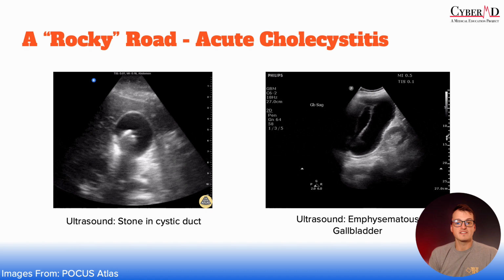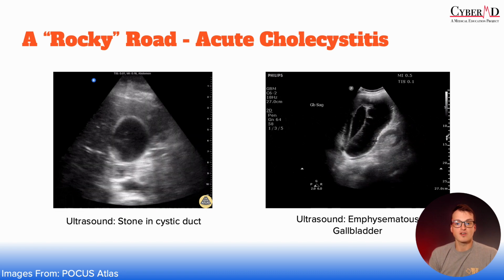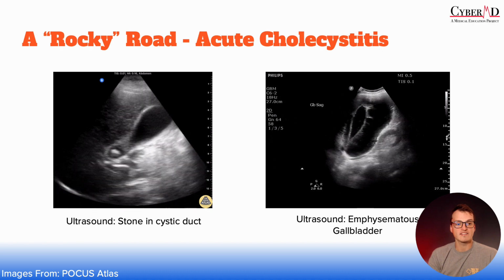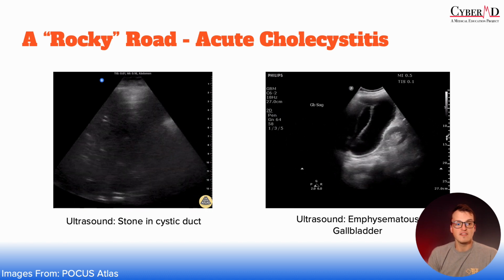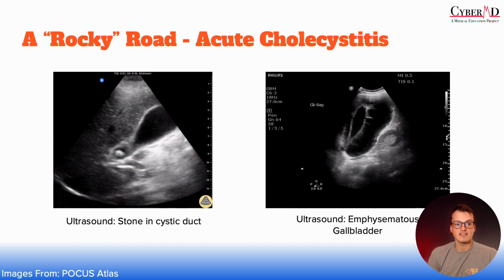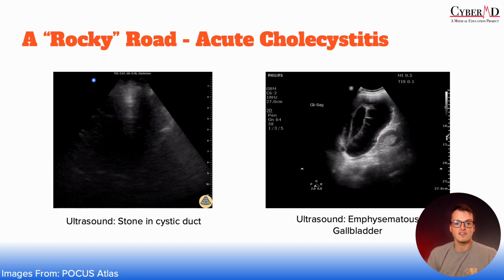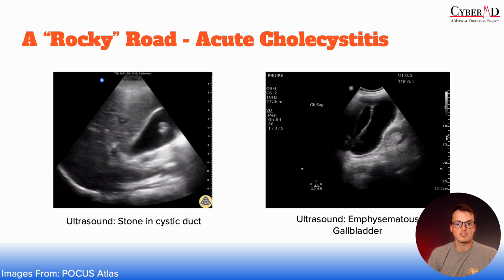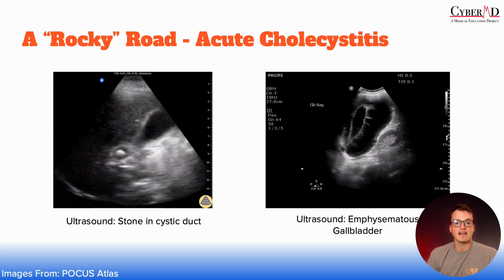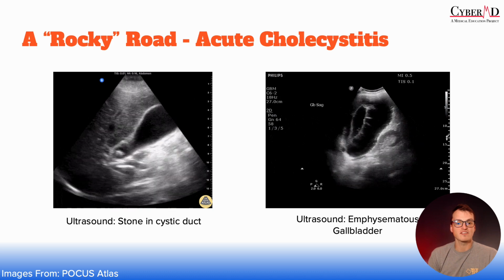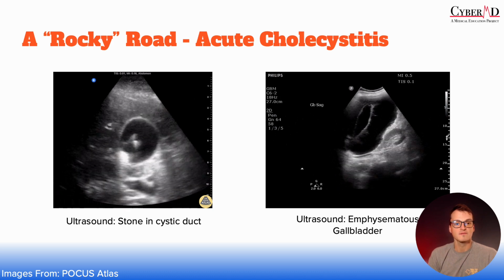So on the left of this slide, you can see a stone in the gallbladder, but importantly, whenever it swaps to long axis on this ultrasound, you can see the stone lodged in the cystic duct of the gallbladder itself. And then on the right, you can see an ultrasound of the gallbladder, which has become gangrenous and has the twinkling lines that sometimes indicate small bubbles of gas or air on ultrasound.